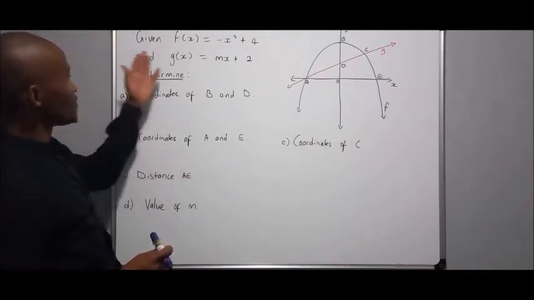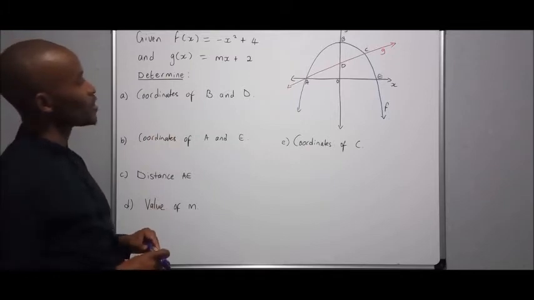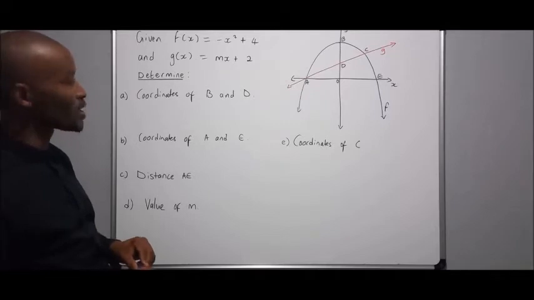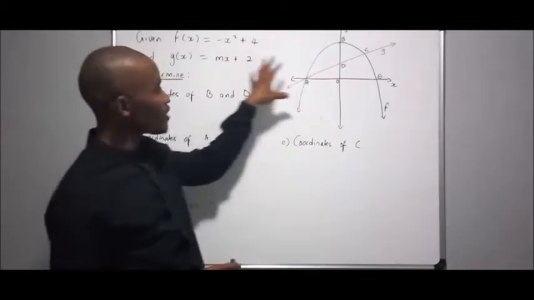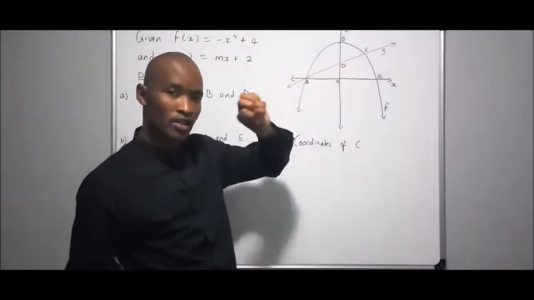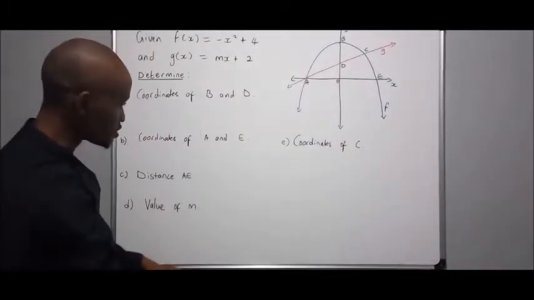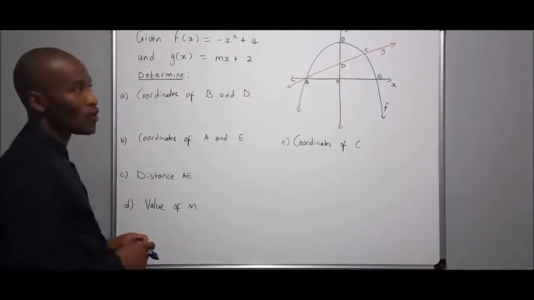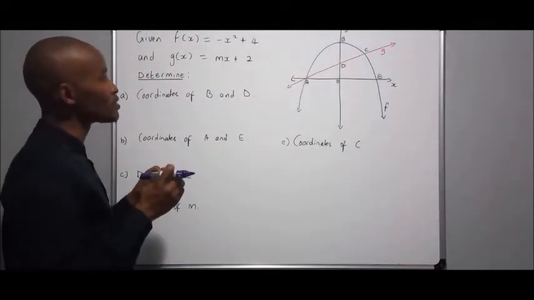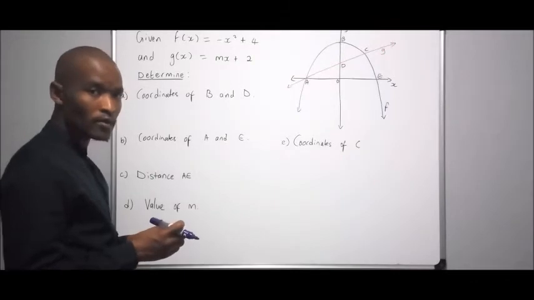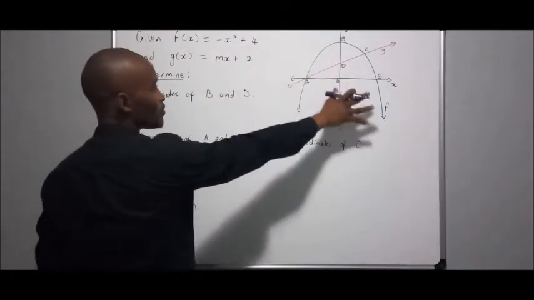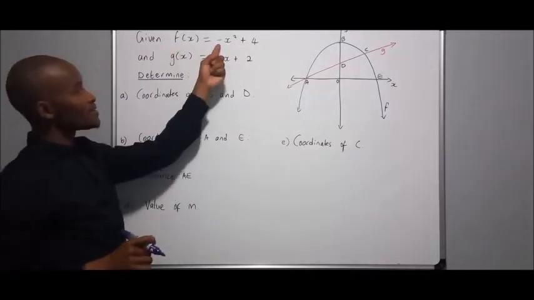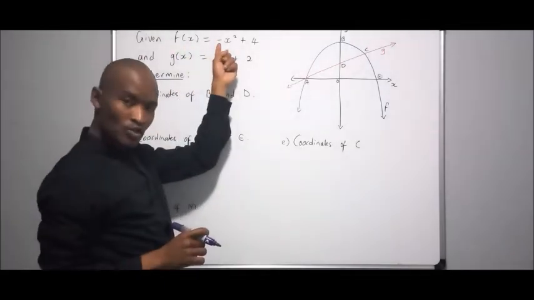Okay, given f of x is equal to negative x squared plus 4 and g of x is equal to mx plus 2. We have the equations and the corresponding sketches. We have questions based on the sketch and the equations, of course. So we want to understand the meaning of these equations and translate the information to the sketch. So let's start with f of x. F of x is equal to a negative x squared.